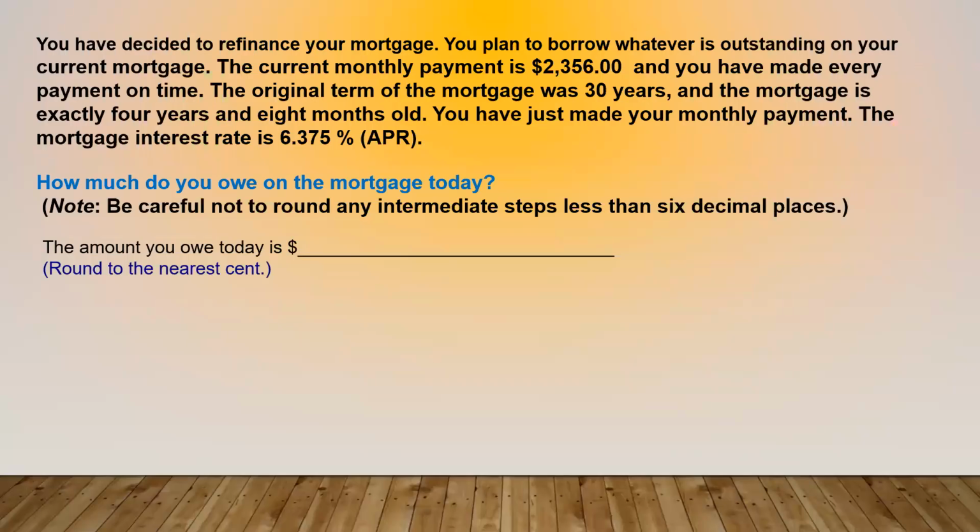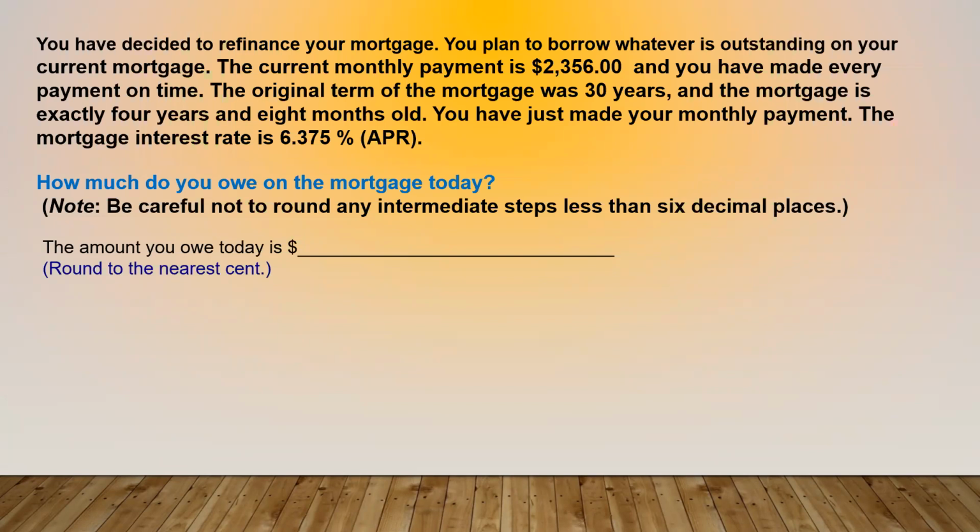But before we move on to that, here's a problem. You have decided to refinance your mortgage. You plan to borrow whatever is outstanding on your current mortgage. The current monthly payment is $2,356, and you have made every payment on time. The original term of the mortgage was 30 years, and the mortgage is exactly 4 years and 8 months old. You have just made your monthly payment.